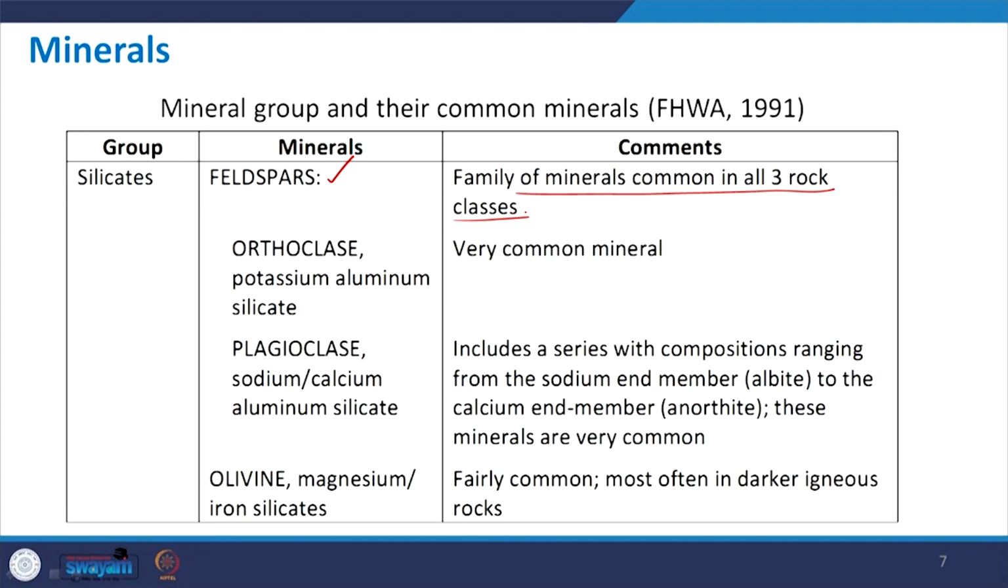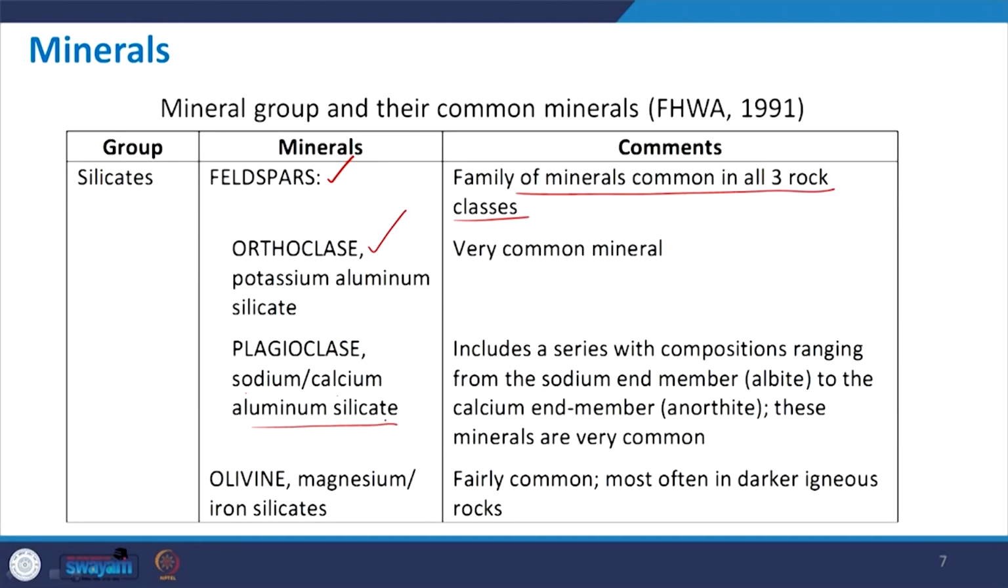And in feldspars there are further two categories. One is orthoclase, which is potassium aluminum silicate, a very common mineral. The next one is plagioclase, that is sodium calcium aluminum silicate. So, you see here it was potassium, and in this case it is sodium or calcium. This includes the series with compositions ranging from the sodium end member to the calcium end member.